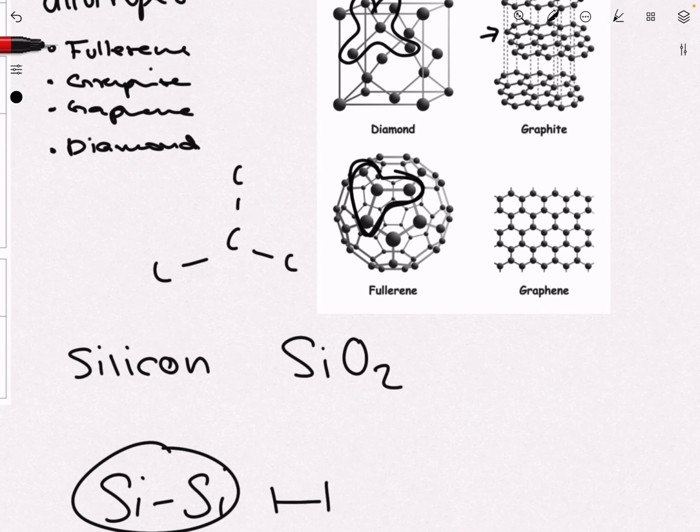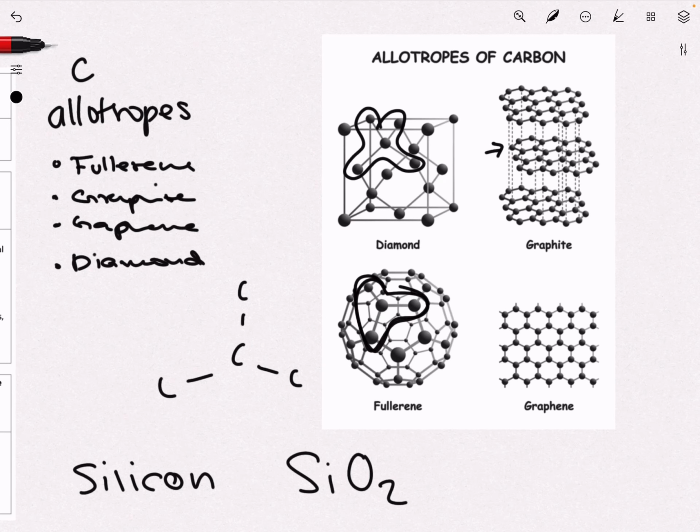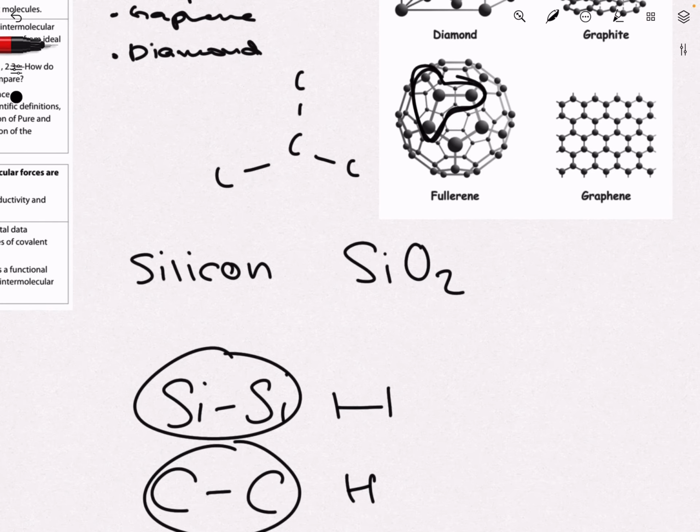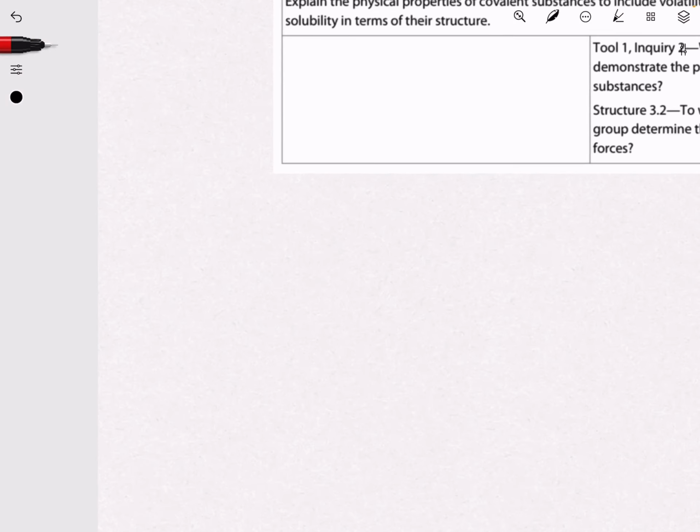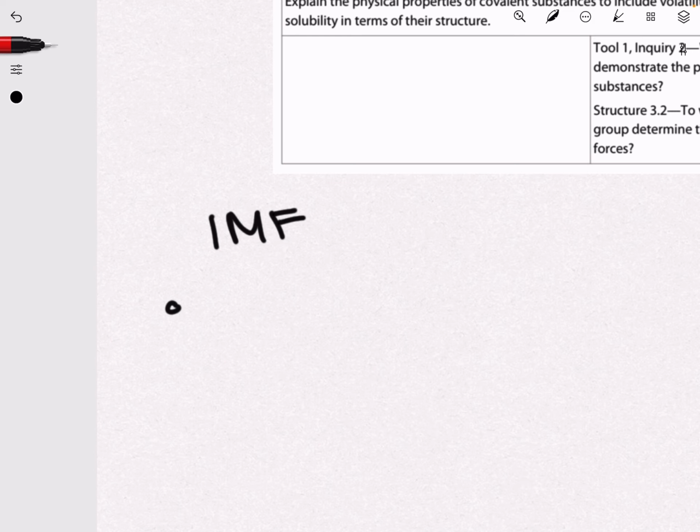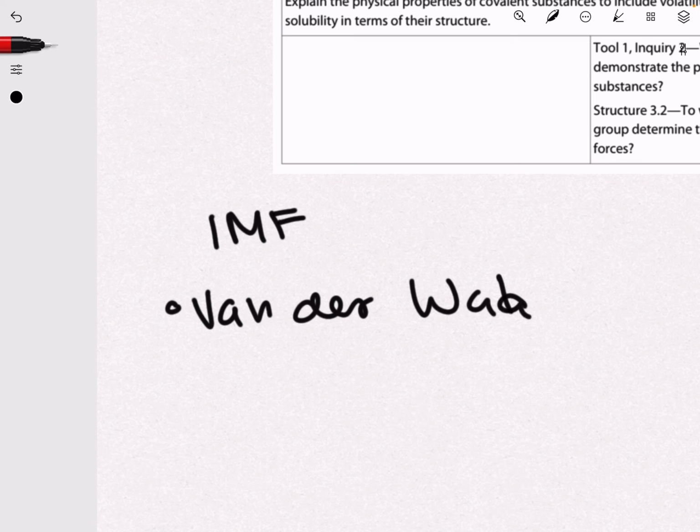So generally, your carbon allotropes will be stronger, having higher melting and boiling points than silicon and silicon dioxide. Next up, let's take a look at intermolecular forces. All intermolecular forces come under the umbrella term of van der Waals forces, and these can be broken down into three separate components.